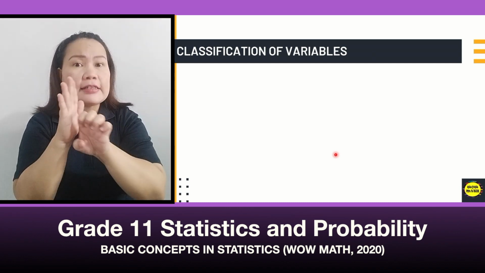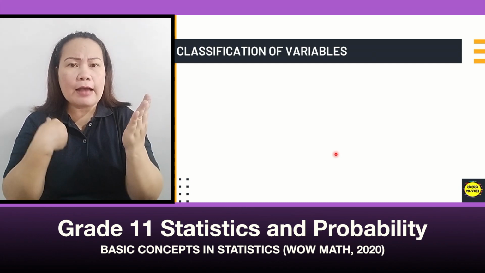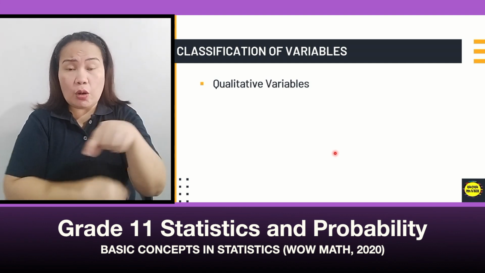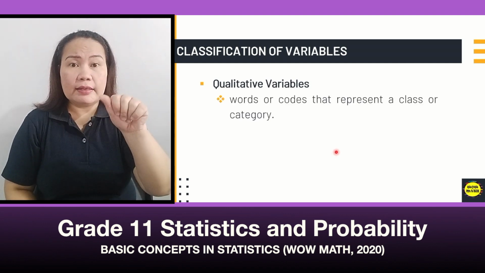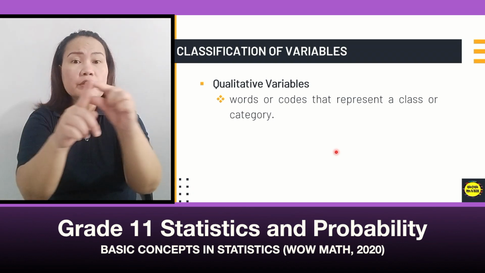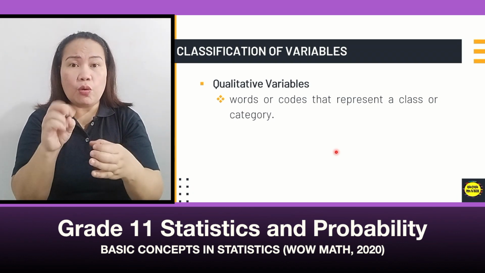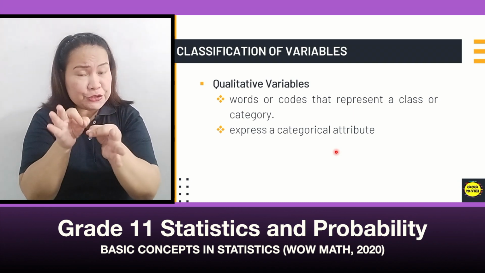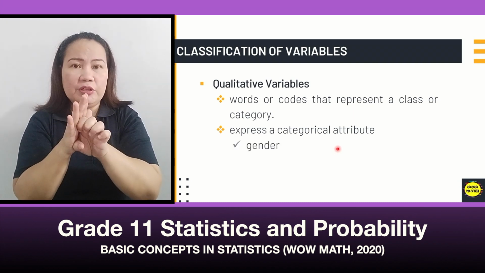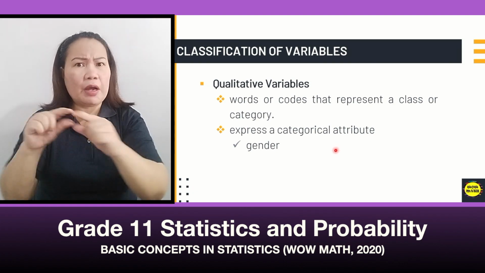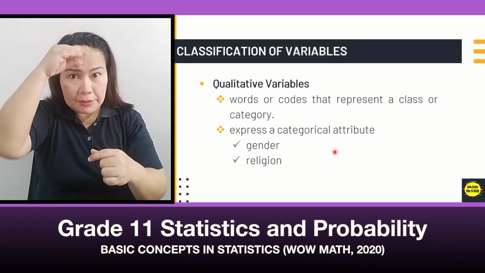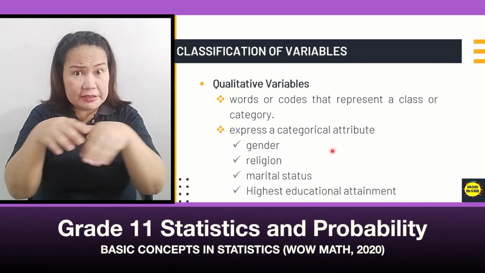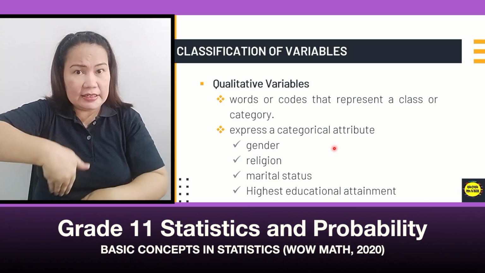We can classify variables into two. First, that is qualitative variables. When you say qualitative variables, that is words or codes that represent a class or category. It also expresses a categorical attribute. For example, gender, so you can categorize like male or female, religion, marital status, and the highest educational attainment.